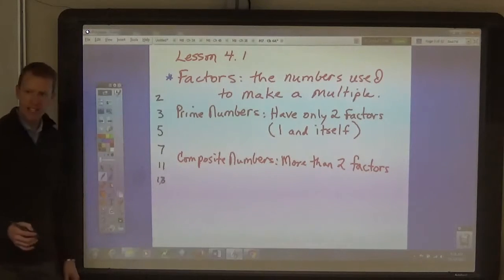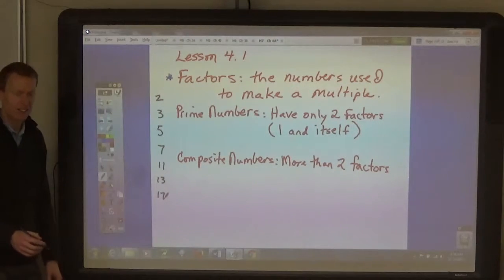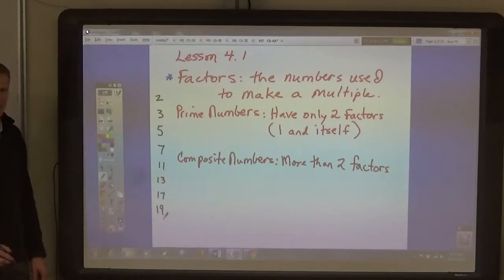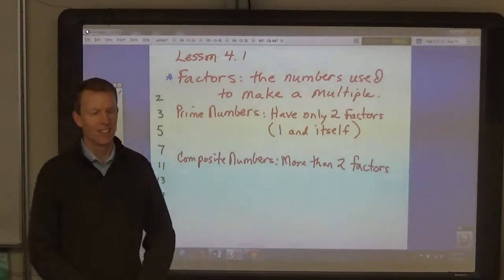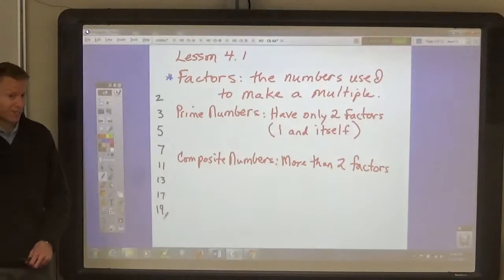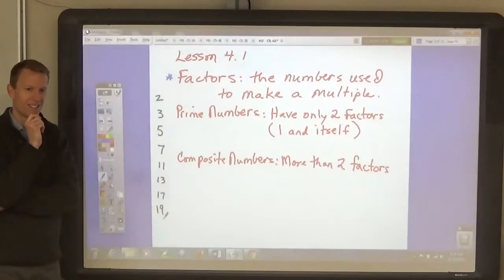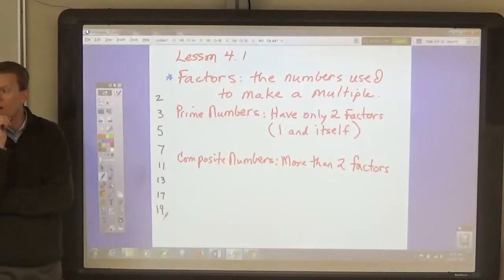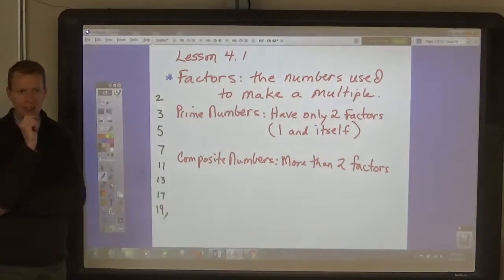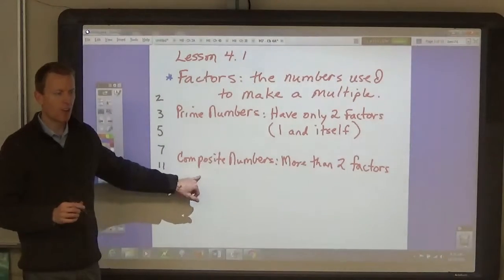So after 13 is 17 and 19. There are a lot more. Yep, 23. 29. 41. 26 is even, so that can't be. So composite numbers have more than 2 factors, okay?